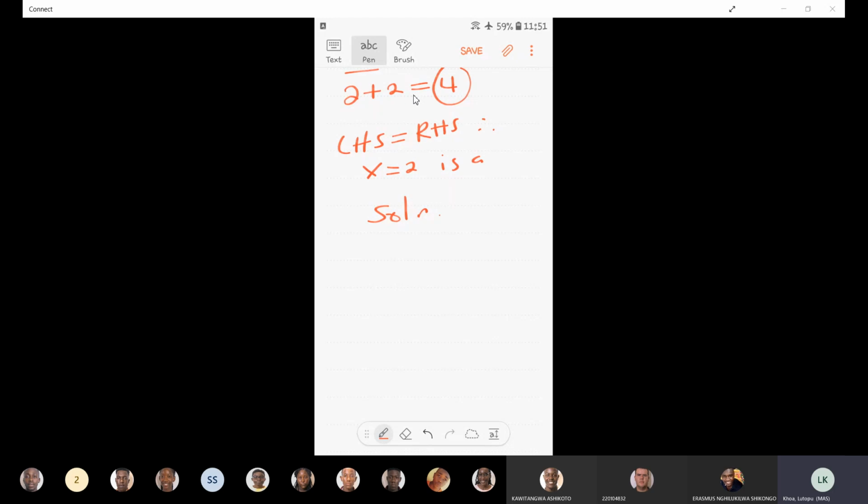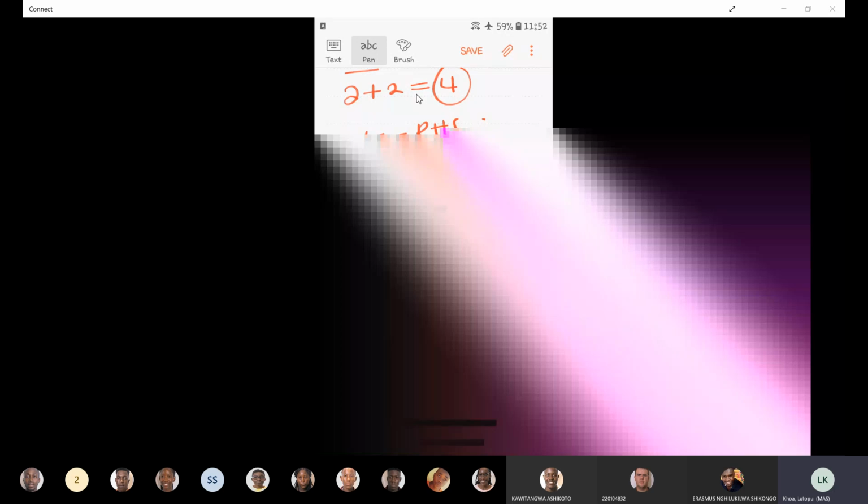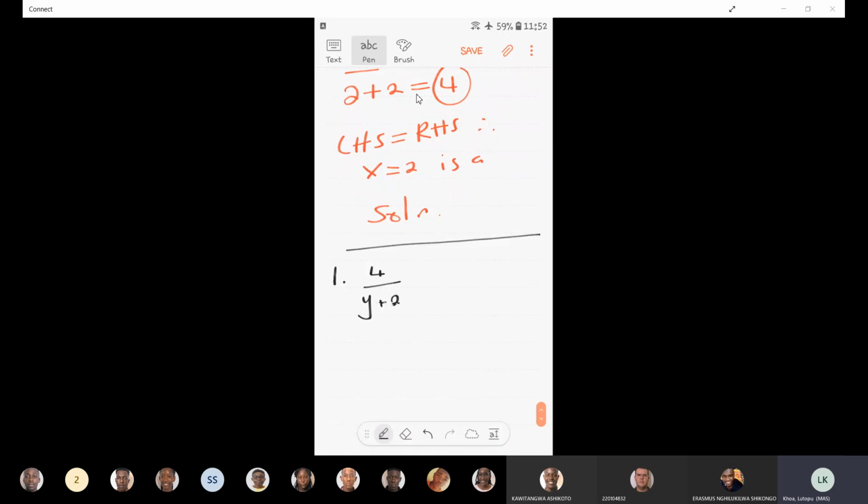So let's see the first one. How many questions do we have? We have 15 questions. I think we can do them in 30 minutes. So here is question 1. We have 4 over y plus 2, and this is equal to y minus 7 over negative 2. So 3 minutes, can you please try that one? Let's see what you get.